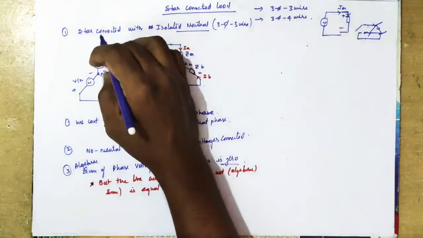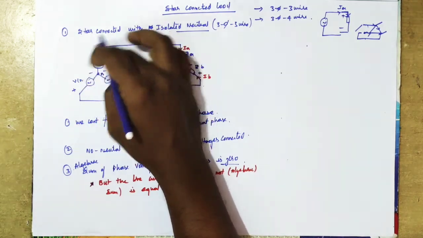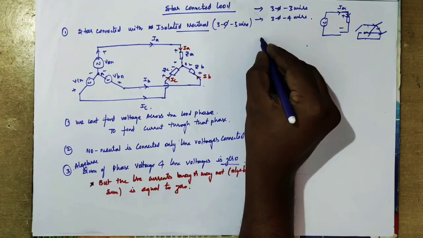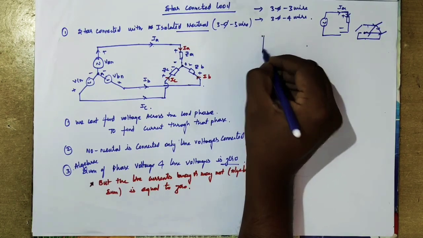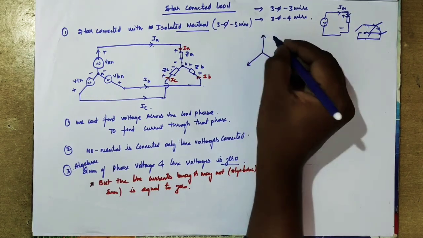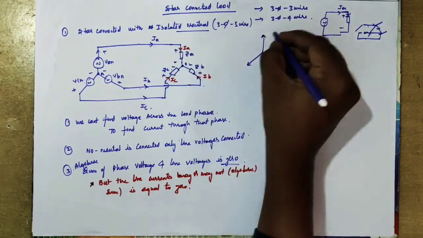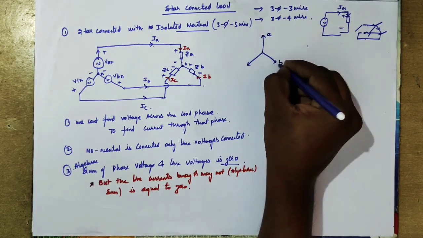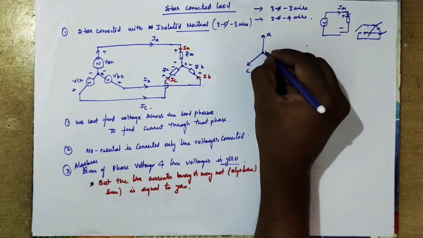So how will we write the line voltages? This is the supply phasor, the phase voltages. So the algebraic sum, so this is the phasor diagram, right? Let us say this is a phasor diagram of phase voltages. Let us say this is vector A, that is vector B, this is vector C, and this is the neutral.